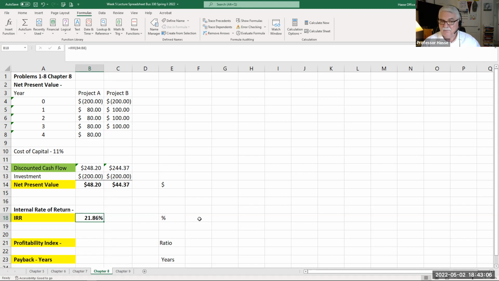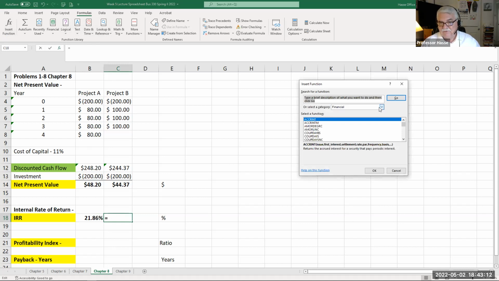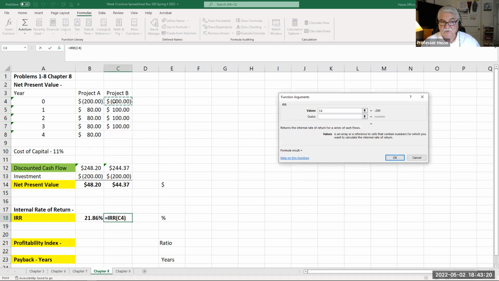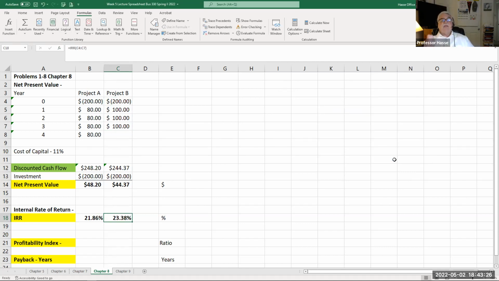Now, what would that be for project B? And the results are going to be a little bit different. Formula, function, financial, internal rate of return. The values now are from year 0 to year 3 for project B. We hit OK. 23.38%. This is interesting. With the net present value in dollars, project A is doing better. But in a percentage, the return is better for project B by a little bit under 2%.